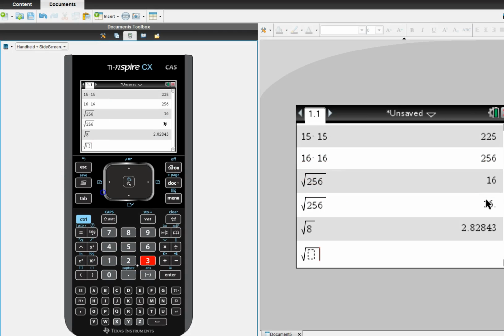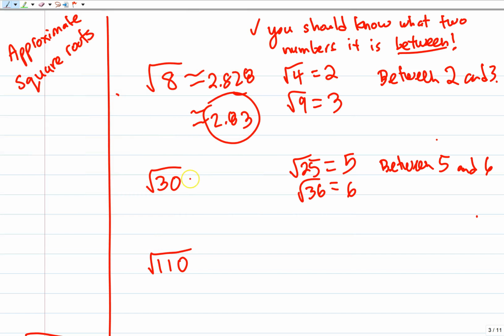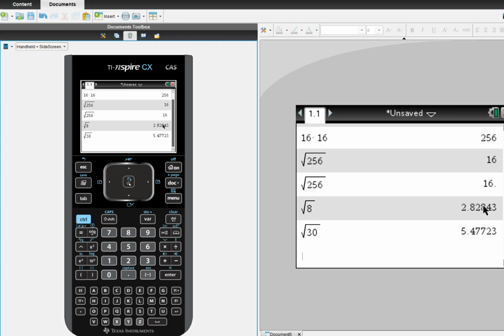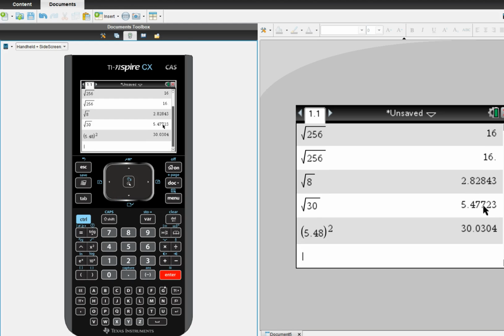Square root of 30. And we are going to approximate this. 5.477. Or rounded, 5.48. And the minute we round it, it's not exact. But the idea is that we have a number that makes a little more sense. We say, you know what, I think approximately 5.48 squared is about 30. Dang if we're not right there, right?